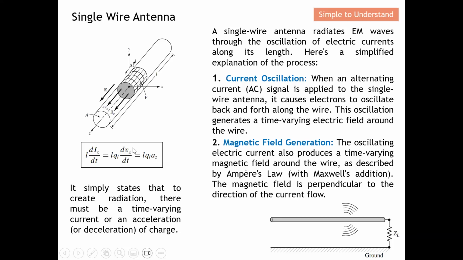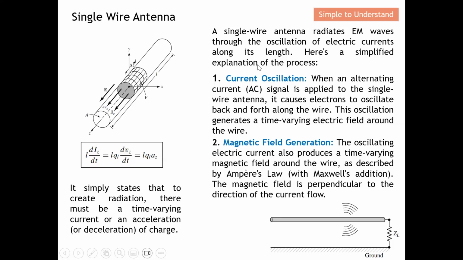So from here you can see that, firstly, the current changes with time. If not, the velocity of the charge actually changes, increases or decreases, this will incur radiation. So a single antenna radiates EM wave through the oscillation of electric current along its line. So basically this is a very simplified explanation of the process. So in this video, for a start, we focus on the single line. How does the single line actually release the EM wave into the environment?